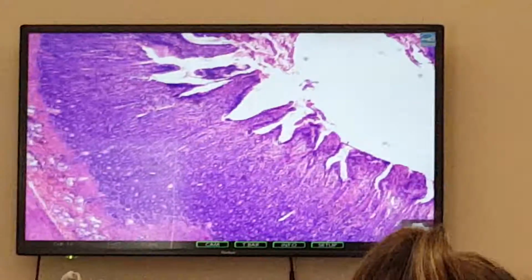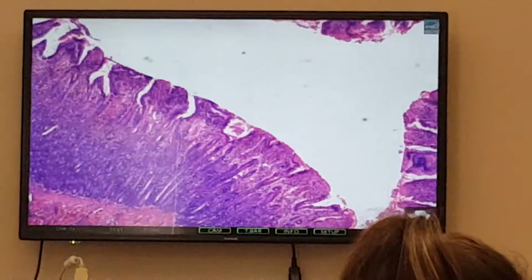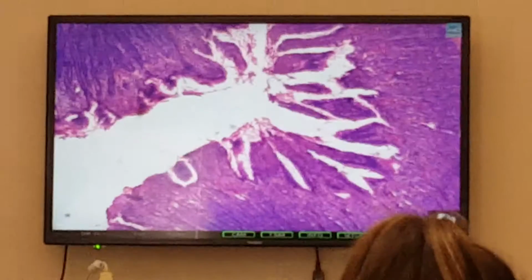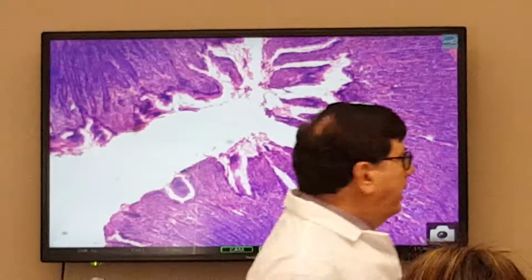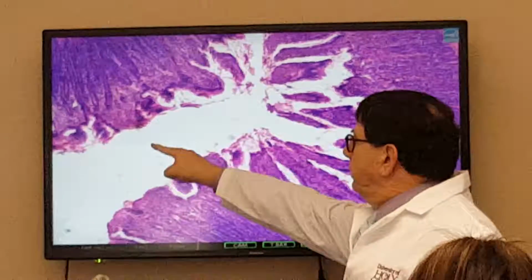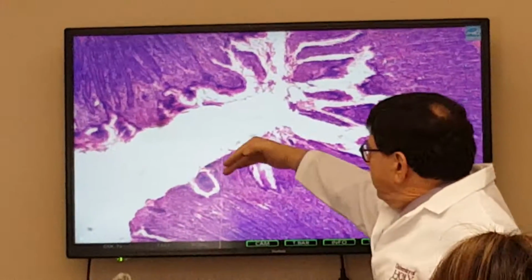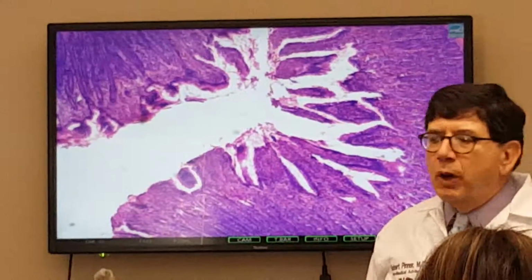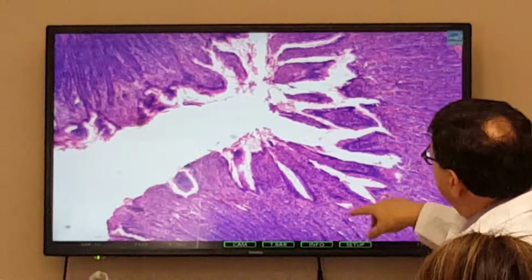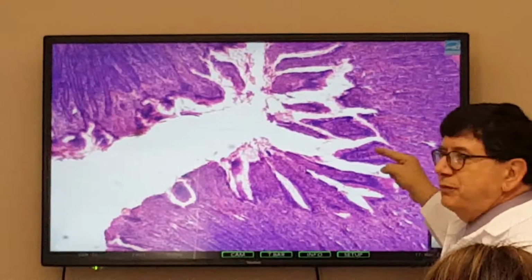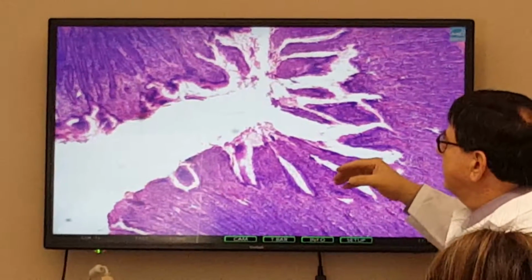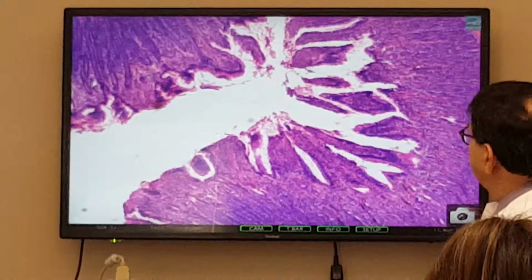Let's look here. This isn't a great picture, but what you're looking at here is the lumen. Okay, so lining the lumen is all mucosa, or mucous membrane. Notice that it's broken down into villi. These are those finger-like projections of mucosa that extend into the lumen.